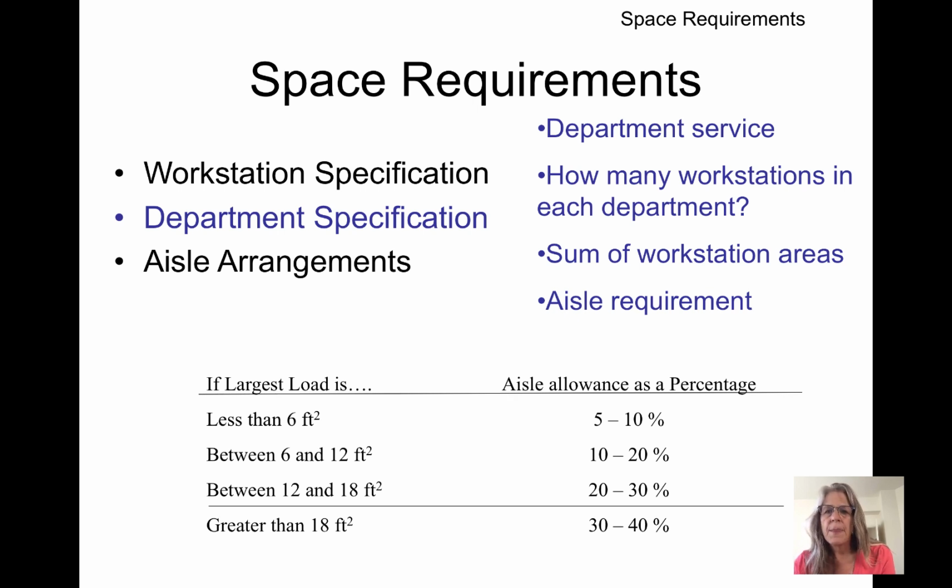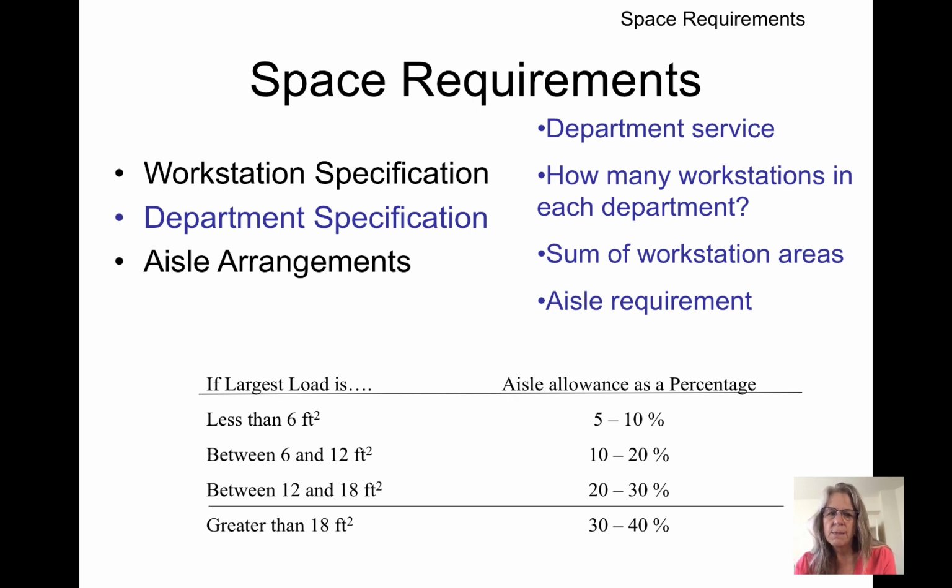And once you've done that, then you need to determine how many workstations you need for each department. And in the next video, we're going to talk about how to do that calculation about how many workstations are needed in a department. But once you've done that, then you sum all the workstations together, and then you add an aisle requirement. Now, ultimately, you're going to be laying out the particular workstation, all the workspaces within the facility. But before you do that, you want to have an idea of how much space is necessary for the department. So you often start by adding an aisle allowance.